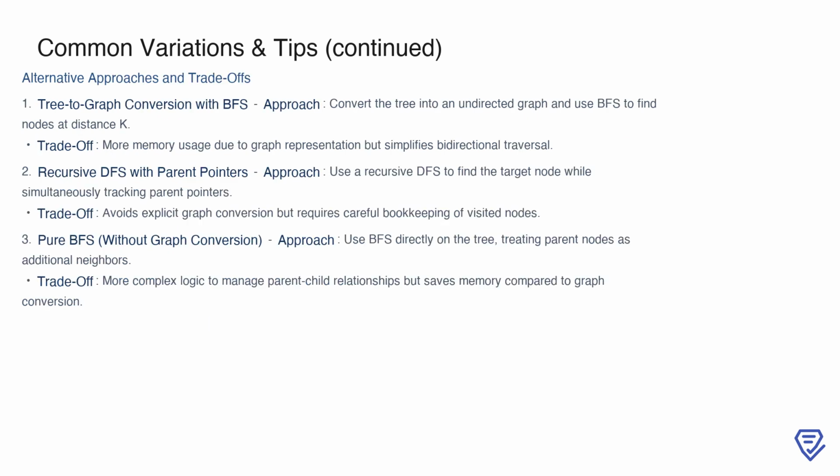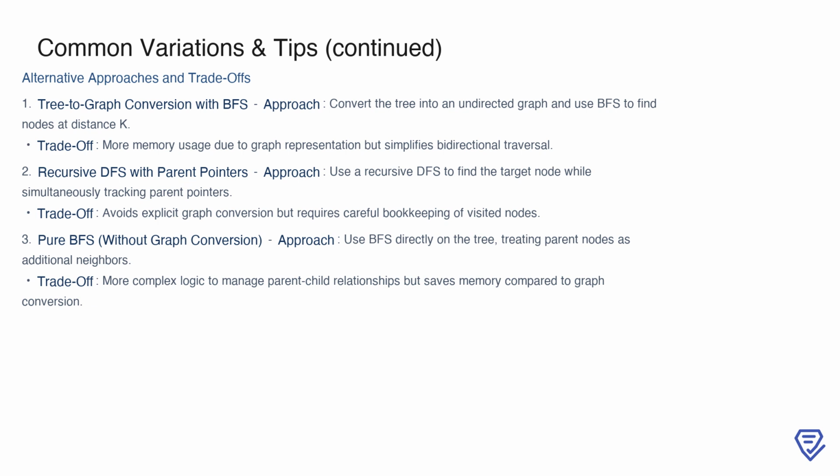There are several alternative approaches to solving this problem, each with its own trade-offs. One option is converting the tree into an undirected graph and then using BFS to find nodes at distance k. This approach simplifies bidirectional traversal but requires additional memory to store the graph representation.